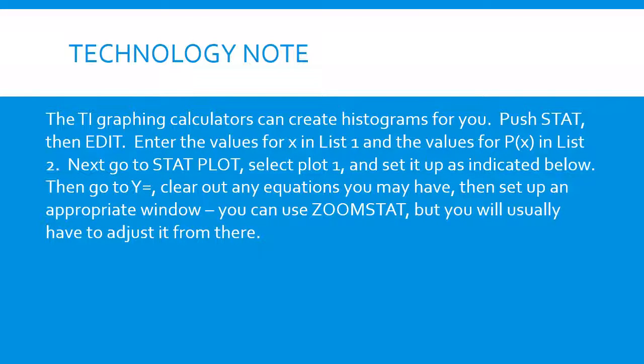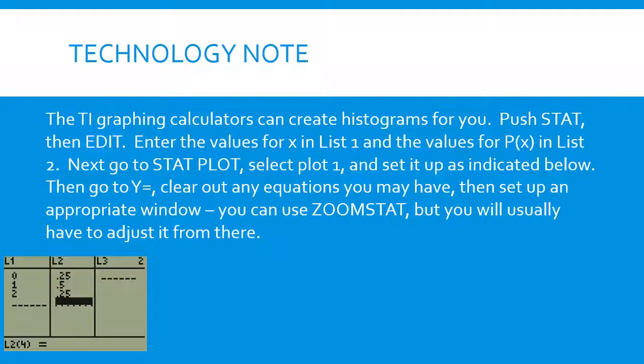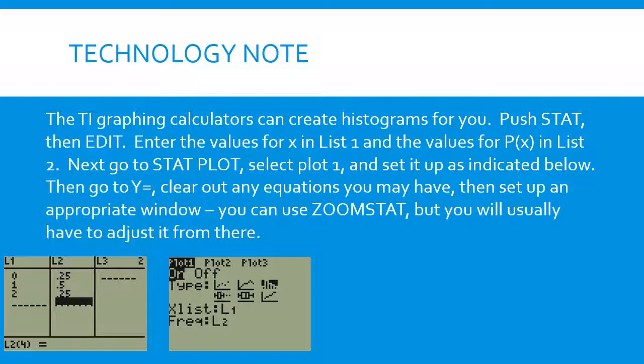Now the cool thing is that our TI graphing calculators can create histograms for us. What you're going to do is push Stat and then Edit, and you're going to have the list come up. You're going to enter the X values in list 1 and the values for P of X in list 2. When you're done with that, go to Stat Plot, select Plot 1, and set it up as indicated below. Okay, there's our list, and there's how you want to set it up.